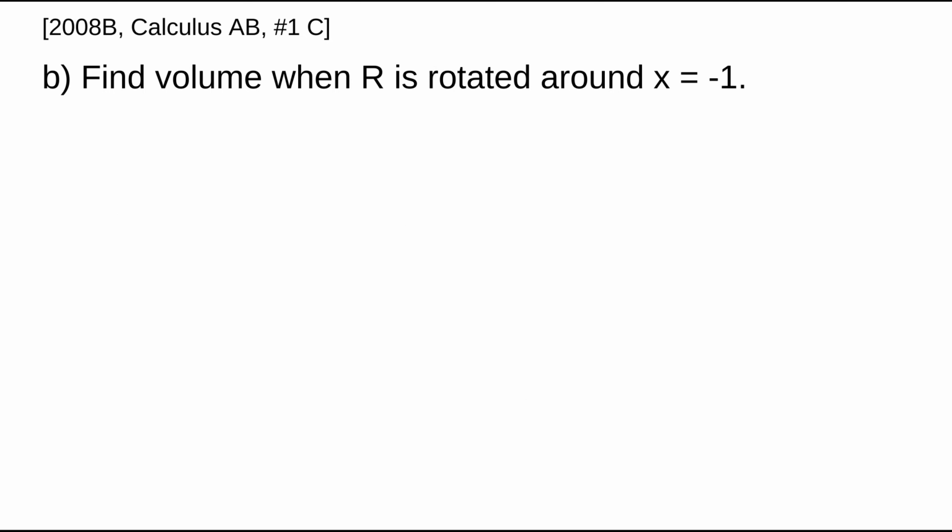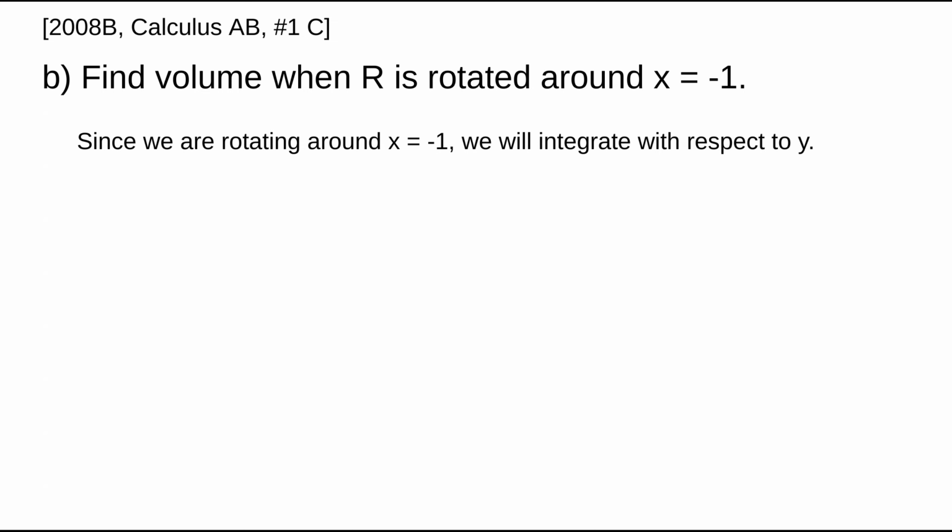In part B of the question, we are asked to find the volume when R is rotated around the vertical line x equals -1. Since we're rotating around a vertical line, we're going to integrate with respect to y, which means we have to rewrite our functions as functions of y instead of functions of x. We have y equals the square root of x, which implies that x is y squared. And we have y equals 1/3 of x, which implies that x is equal to 3 times y.